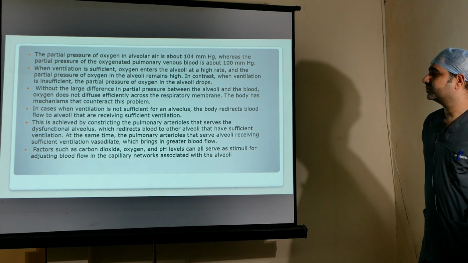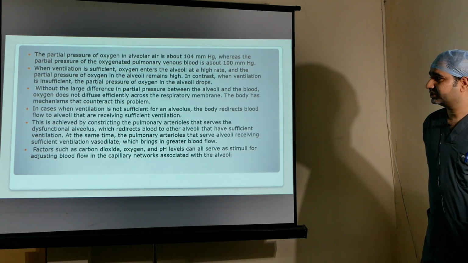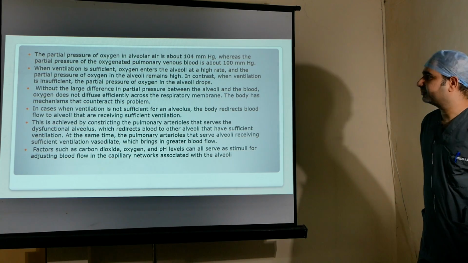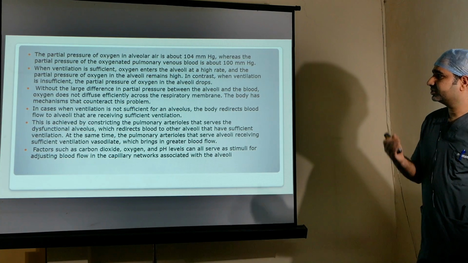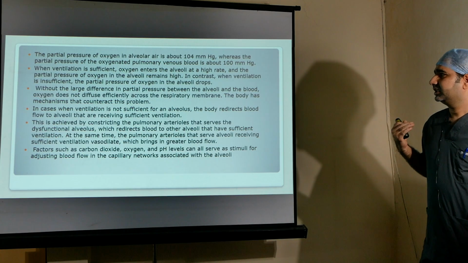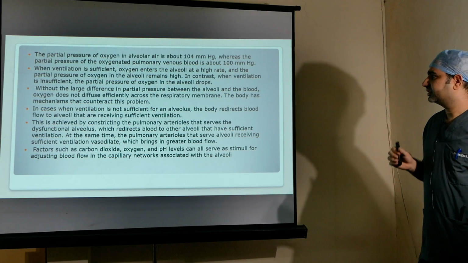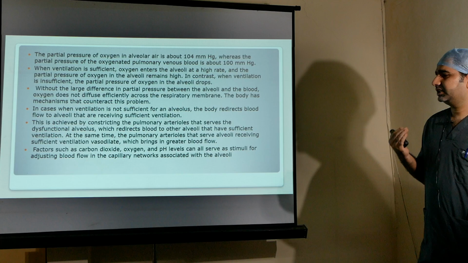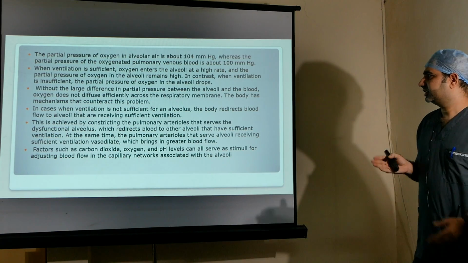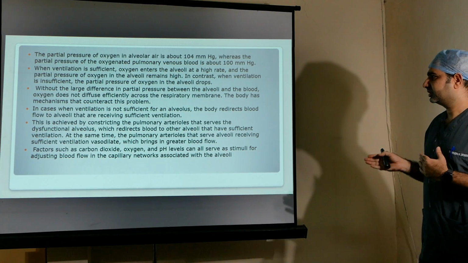Now the partial pressure of oxygen in the alveolar air is about 104 millimeter of mercury, whereas the partial pressure of oxygenated pulmonary venous blood is about 100 millimeter of mercury. Now when ventilation is sufficient, then oxygen enters the alveoli. From the alveoli it goes into the pulmonary capillaries. In contrast, when ventilation is insufficient, the partial pressure of oxygen in the alveoli drops and it will result in hypoxemia or low diffusion of the oxygen from alveoli to the pulmonary capillaries.